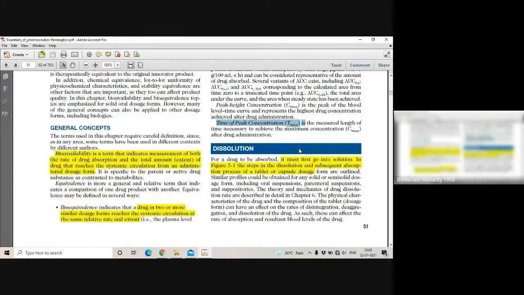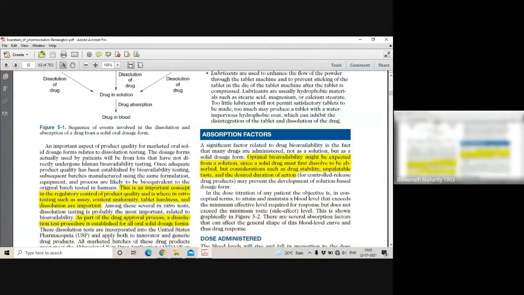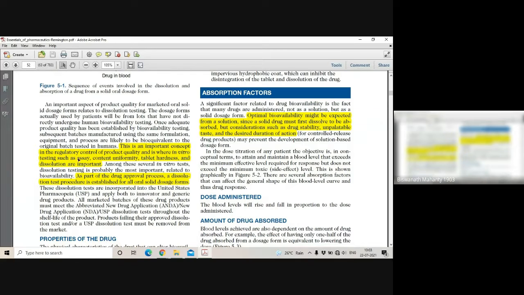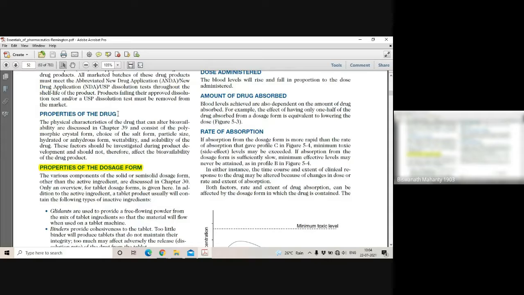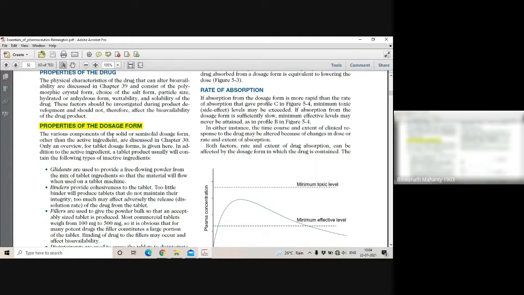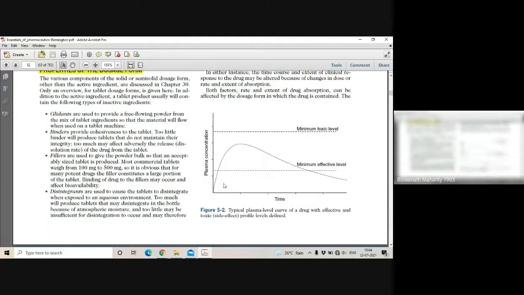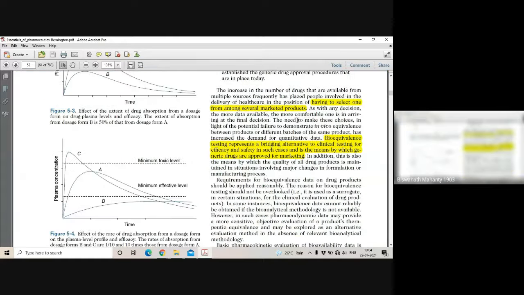It is going to be important. We talked about dissolution, so I'm not repeating the important factors which can control dissolution. Absorption factors, what are the important things? How soluble the drug is, how much time it is staying there, what is its hydrophilicity, hydrophobicity, all those important parameters. Properties of the drug, the dosage form we are using, rate of absorption. We also learned about minimum effective concentration, minimum toxic level, drug profile. Those things I have already covered.